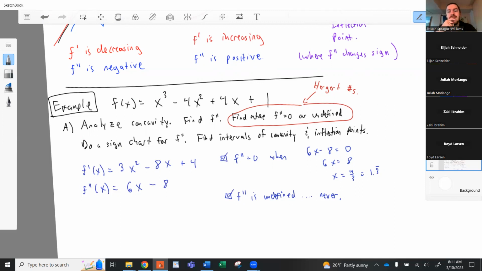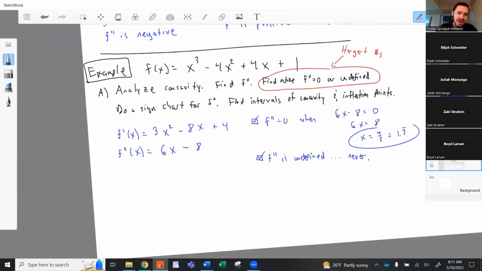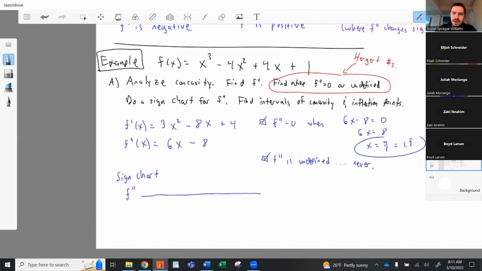Okay, so now there's one number, this number right here. And so now with that number, I can make a sign chart for the second derivative. The sign chart goes like this. You plot those hergert numbers. I'm just going to plot a number at 4/3, so 1.3 repeated.